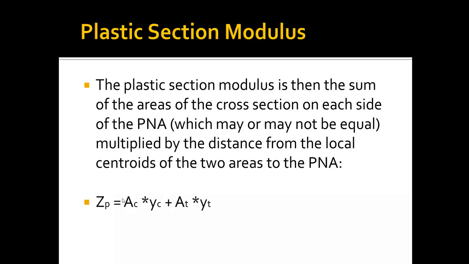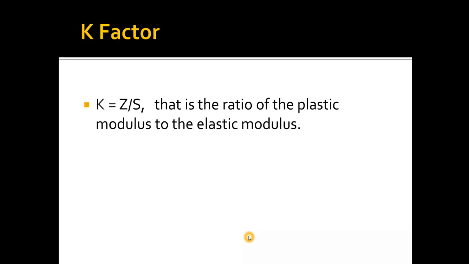So it's simply the area in compression times the distance from the centroid of this area to the plastic neutral axis, plus the area in tension times the distance to the centroid of the tensile area. And it's used to compute the moment capacity, which is similar to the elastic section modulus, where it's multiplied by the yield stress to get the moment capacity. And the K factor is the ratio of the plastic section modulus to the elastic section modulus.